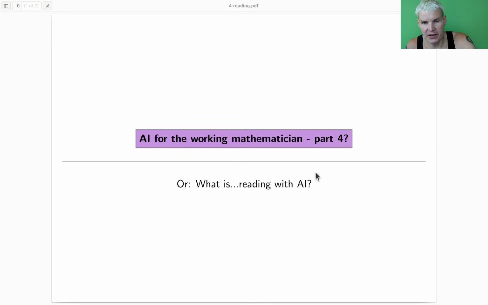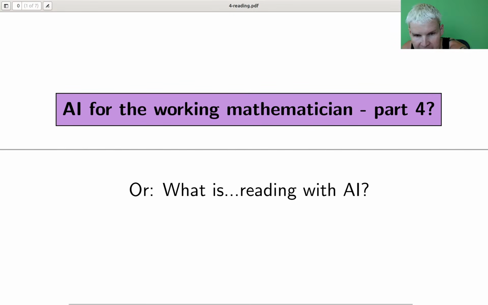Today I would like to talk about reading with AI, which is literally what it is designed for, essentially. So if you are still skeptical that AI is really useful for you, for reading it's really good. I will explain it to you today, because it's what it's built for. We'll see what that means.